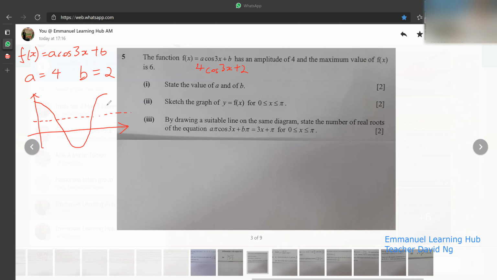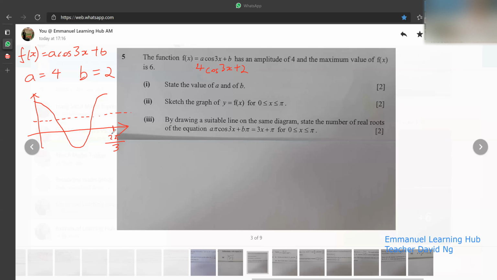This is one wavelength, but they want up to pi, so you have to draw one more. Maybe I'll explain later, because when you draw the waveform, you draw it like that first, then you see whether you need to increase or not. In this case, you have to draw until pi, because one period right now is 2 pi over 3. How do I know one period is 2 pi over 3? Because of this 3.